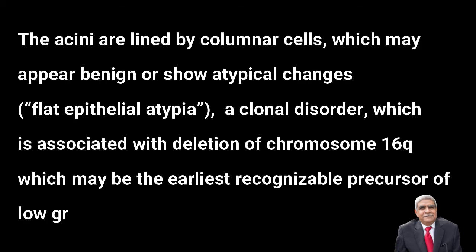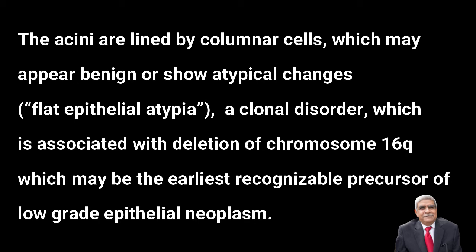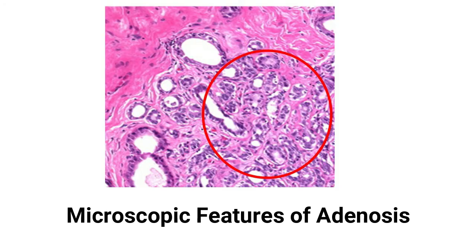The acini are lined by columnar cells which may appear benign or show atypical changes. The flat epithelial atypia is a clonal disorder which is associated with deletion of chromosome 16q, and may be the earliest recognizable precursor of low-grade epithelial neoplasm. Now, this is the photograph which shows acini increased in number per lobule, and they are marked with red circle.